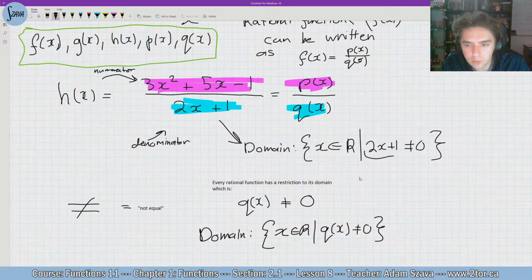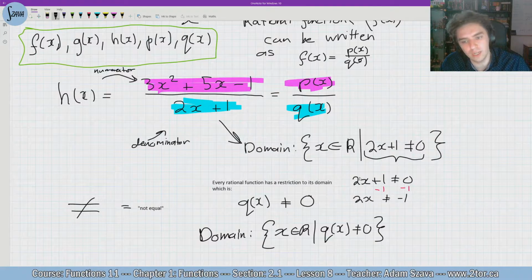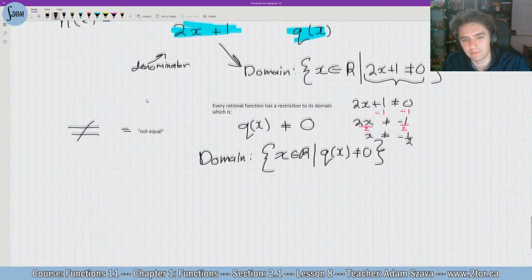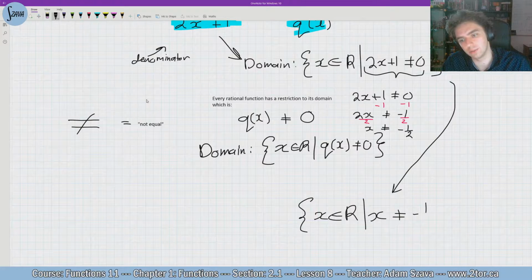But 2x plus 1, we can actually simplify that a little bit. 2x plus 1 does not equal 0. What x value would make that 0? Essentially, we just solve for x here. Subtract 1 from both sides. It's going to be 2x does not equal -1. Divide both sides by 2. x does not equal -1/2. And that is our final actual domain. Let me write it down here. The actual domain is the set of x, any real number such that x is not equal to -1/2.